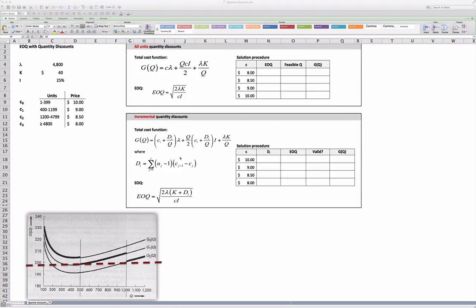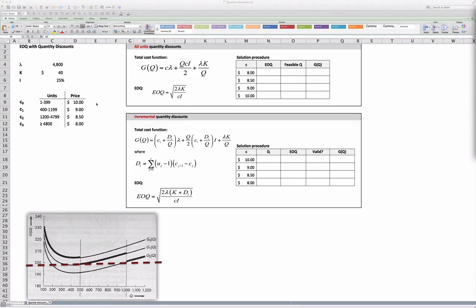Hello and welcome to this video in which I would like to talk about an extension to the basic EOQ model, which takes quantity discounts into account. As you may recall, the basic EOQ model makes a series of limiting assumptions regarding, for example, the nature of demand and the nature of the lead times. But we also assume that unit costs are independent of the order quantity in the basic EOQ model.